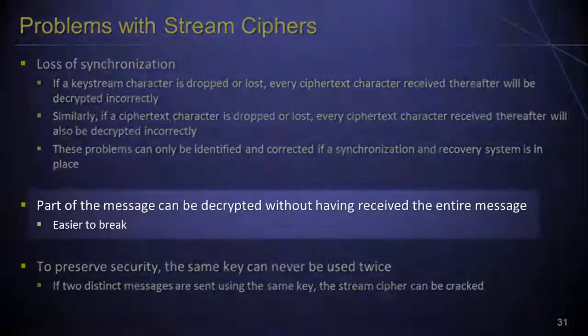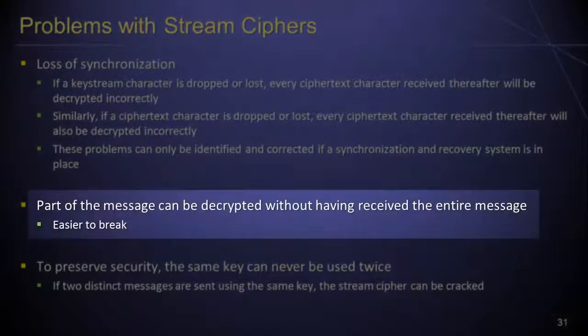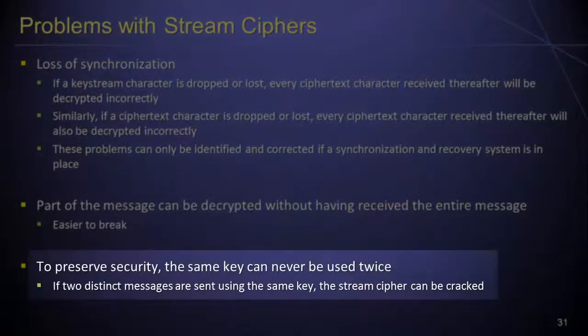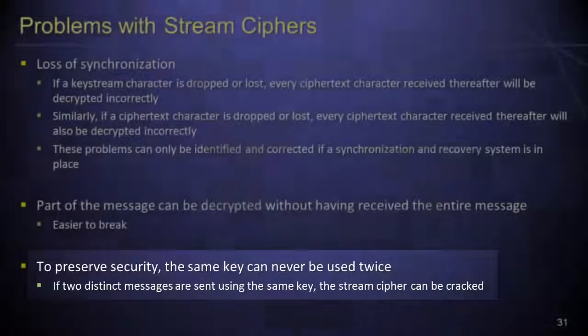The second major problem associated with stream ciphers is linked to cryptanalysis. Because characters in the message are encrypted and transmitted one at a time, it is feasible for part of the message to be intercepted and decrypted without needing to intercept the entire message. This makes stream ciphers theoretically easier to break than many other ciphers. Finally, to preserve security with stream ciphers, the same key can never be used twice. If two distinct messages are sent using the same key, then the stream cipher can be cracked.